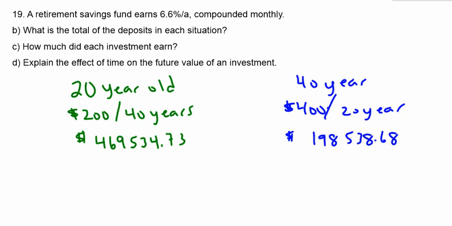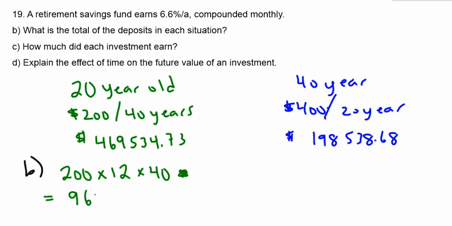So in part B, it says, what is the total of the deposits in each situation? In other words, how much money did this person actually contribute to their amassed fortune? They made $200 every month, so 12 months in a year for 40 years. This person actually ended up depositing $96,000. So over that 40-year period, they deposited $96,000 into the account.